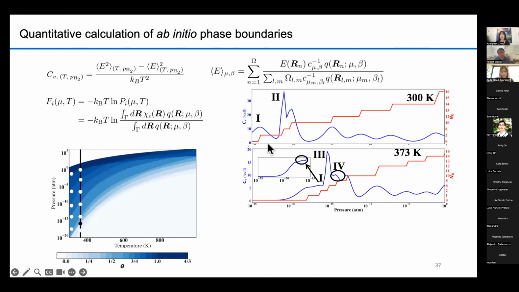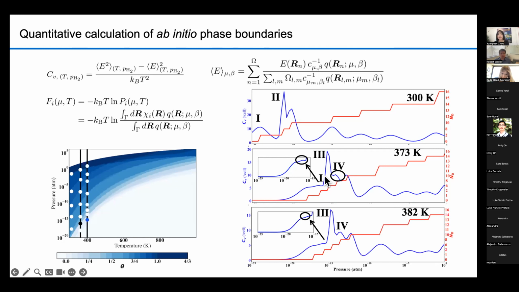With the increase of temperature, we go to 373 Kelvin. All the heat capacity peaks shift to higher pressures, as expected. Though not noticed before, the first peak is still there, while the second peak splits into two peaks. So here at this specific pressure and temperature, three surface phases coexist. So we mark it as a triple point, plotted as a black dot here.